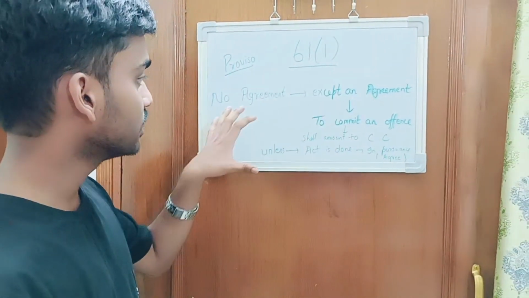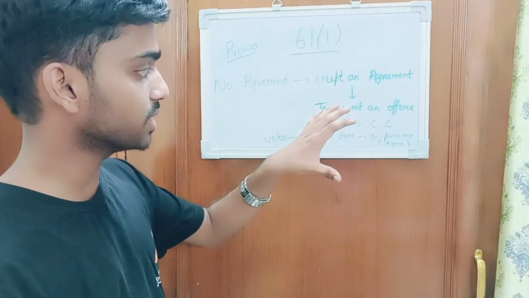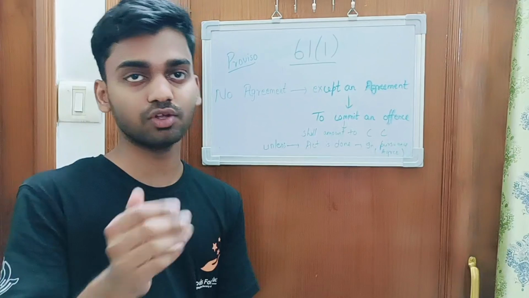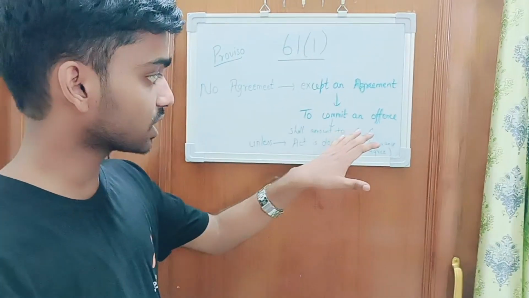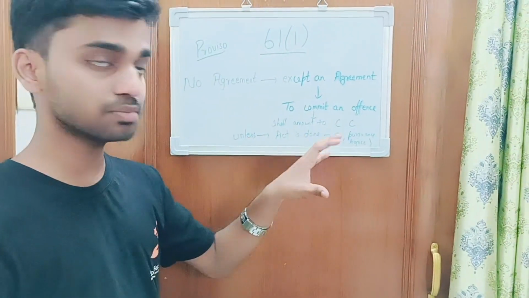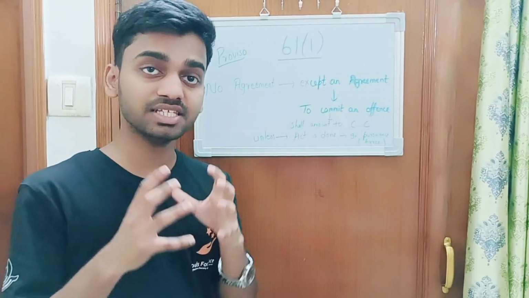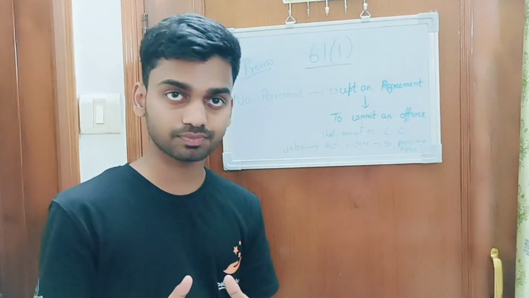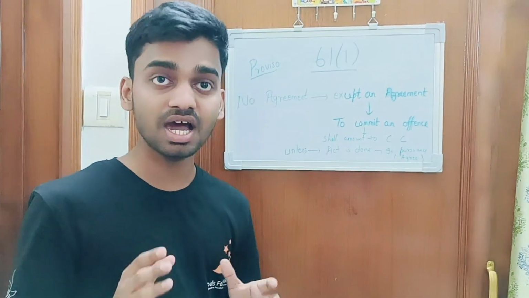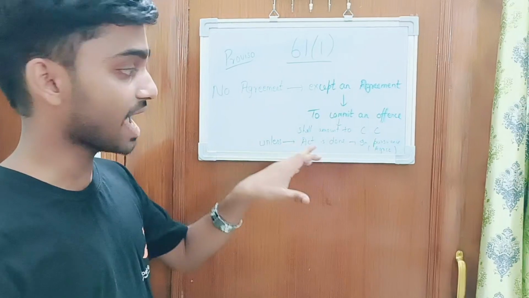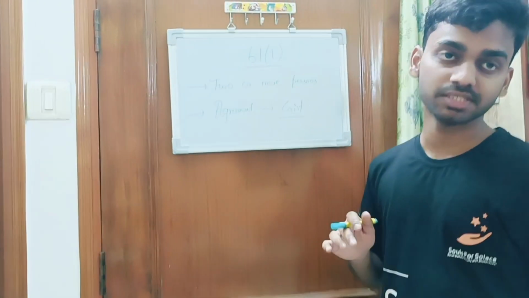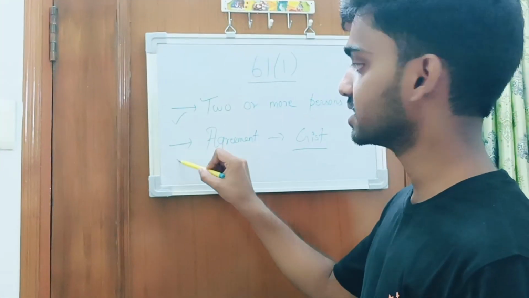So this section also provides a proviso to the main general condition. It states that no agreement except an agreement to commit an offense shall amount to criminal conspiracy unless an act is done in pursuance of that agreement. In simple words, no agreement other than the agreement to commit an offense shall amount to criminal conspiracy unless in the other agreement an act is done in pursuance of the agreement.